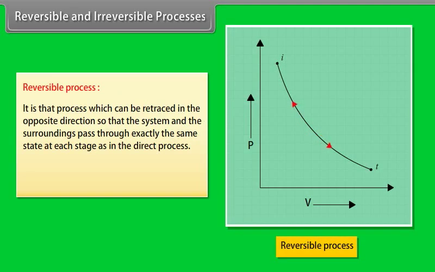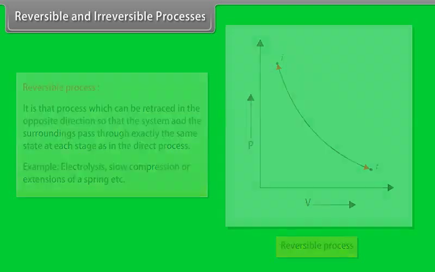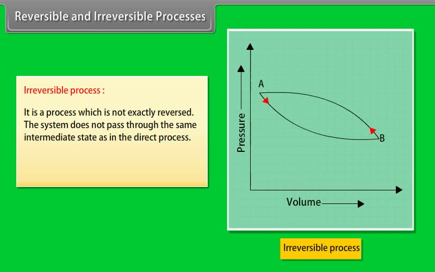Reversible and irreversible processes. Reversible process: it is the process which can be retraced in the opposite direction so that the system and the surroundings pass through exactly the same state at each stage as in the direct process. Electrolysis, and slow compression or extension of a spring are examples of reversible processes. Irreversible process: it is a process which is not exactly reversed. The system does not pass through the same intermediate states as in the direct process. All chemical reactions and natural processes are examples of irreversible processes.